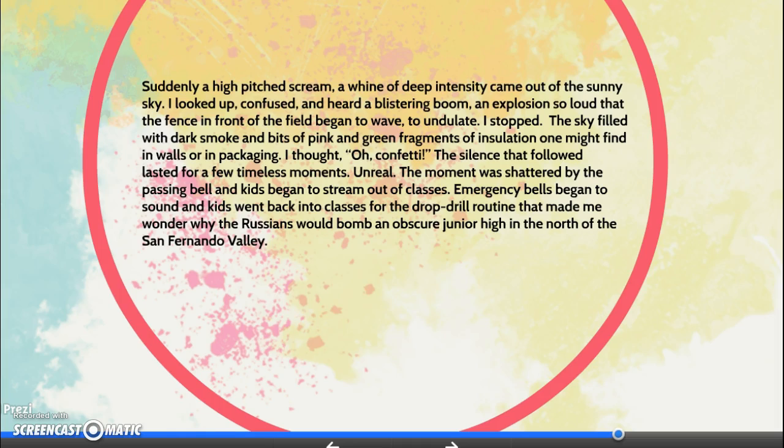Again, taking that idea of two planes colliding and adding a ton of details and showing, not telling, so that we get the idea of what exactly is happening. You almost feel like you're there.